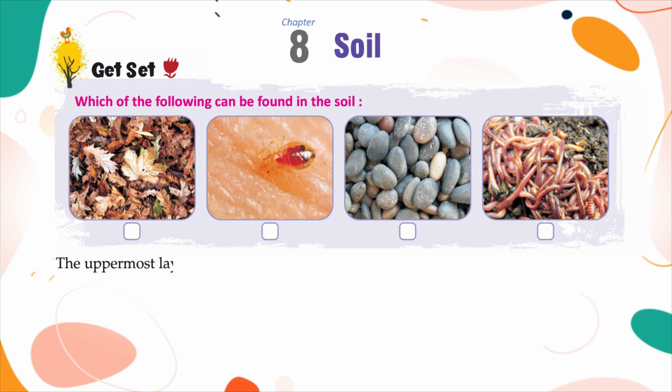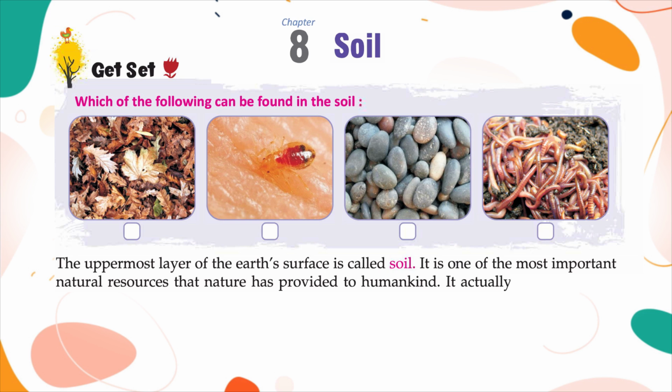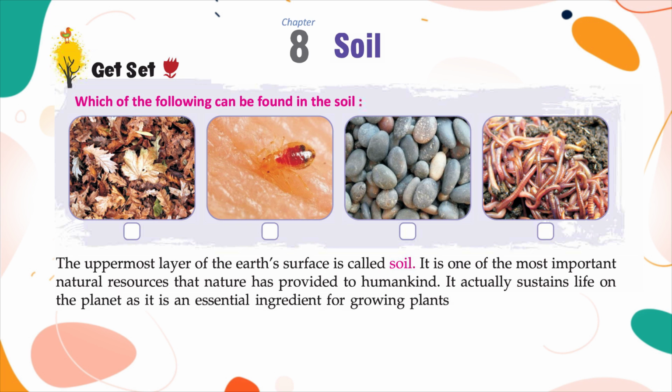The uppermost layer of the Earth's surface is called soil. It is one of the most important natural resources that nature has provided to humankind. It actually sustains life on the planet as it is an essential ingredient for growing plants. Its importance lies in its fertility.